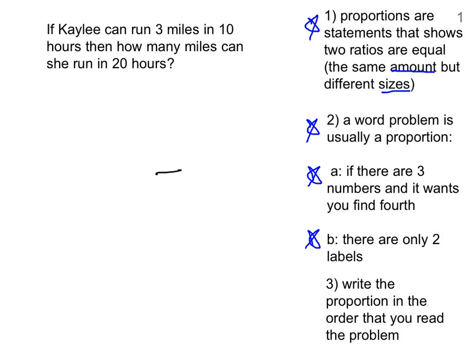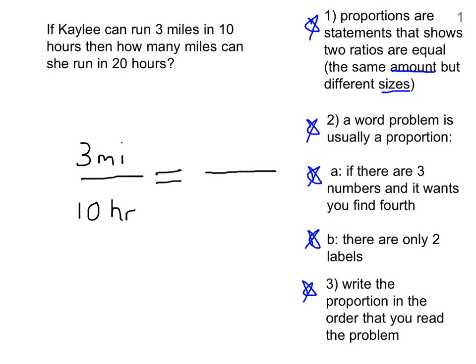Now, when you set up your proportion, you're going to put one ratio on the left and one ratio on the right, and make sure you have the same labels on the top and on the bottom. So let's write our proportion in the order that we read our problem. So it says Kaylee can run 3 miles, so I'll put miles on top, 3 miles in 10 hours. So this ratio would read for every 3 miles, 10 hours have passed.